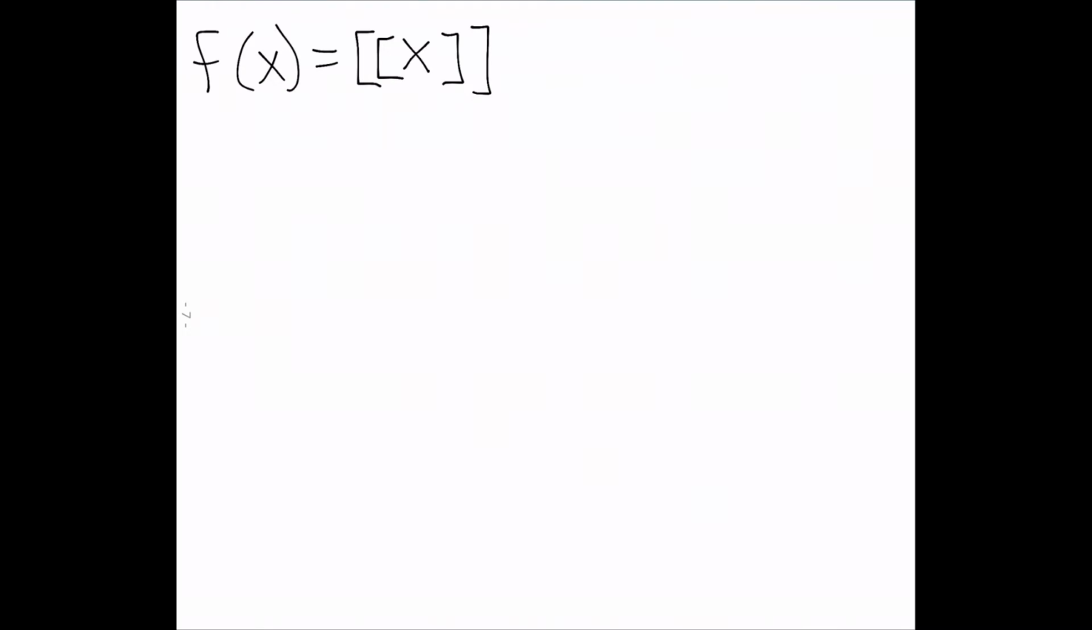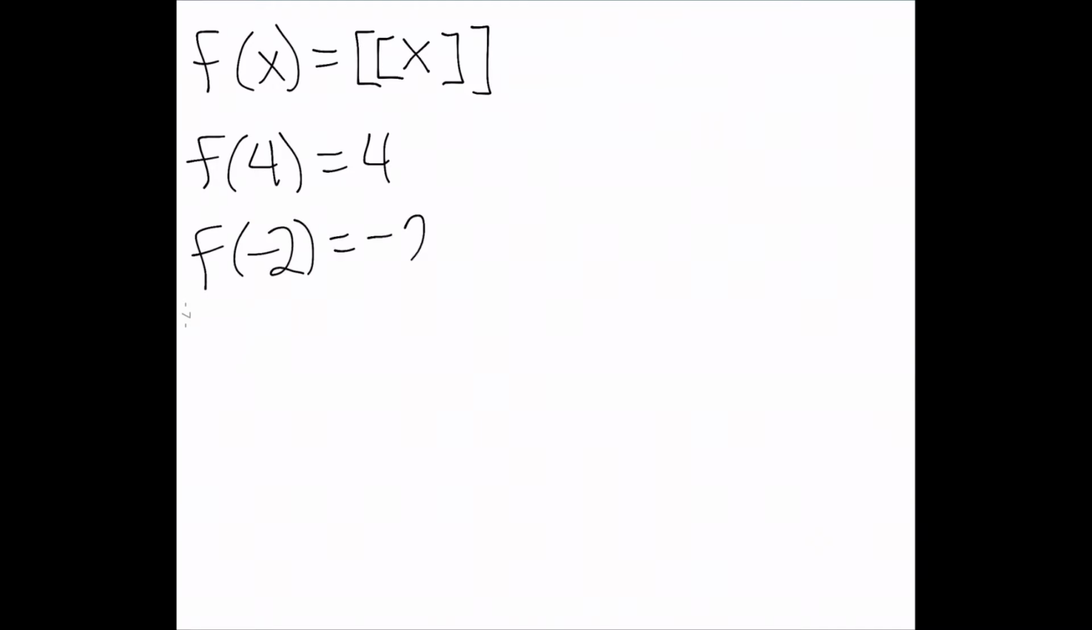Now I'm going to look at this function, which is a commonly used function known as the greatest integer function. The actual way this function is defined is it is the largest integer less than or equal to the input. So as a couple of examples, f of 4 would be 4, and f of -2 would be -2. So if I input an integer, I just get that integer back.